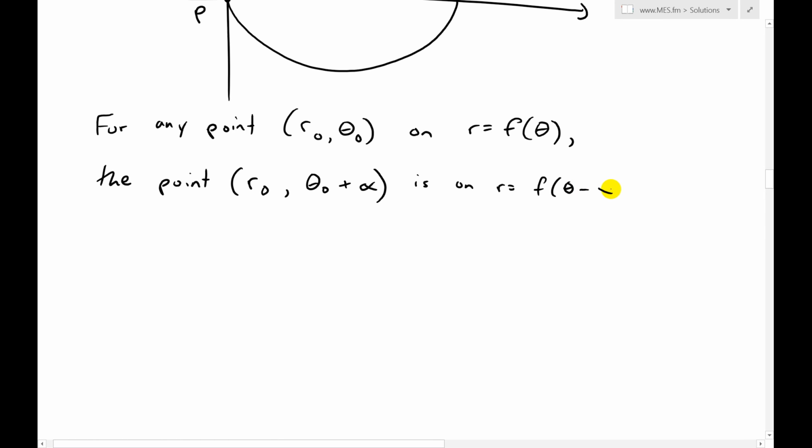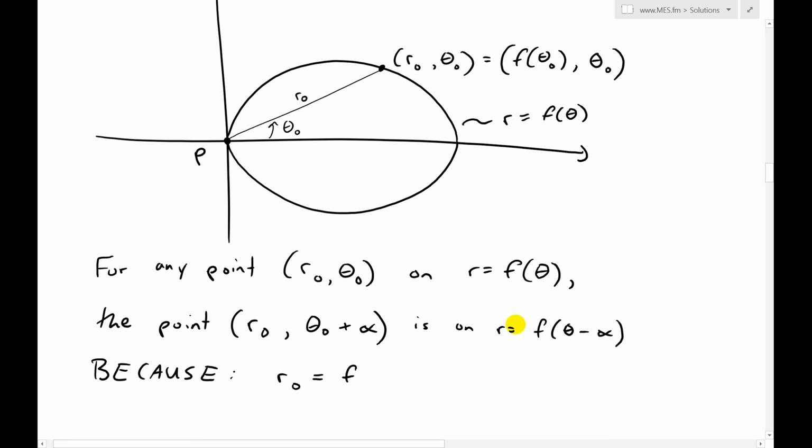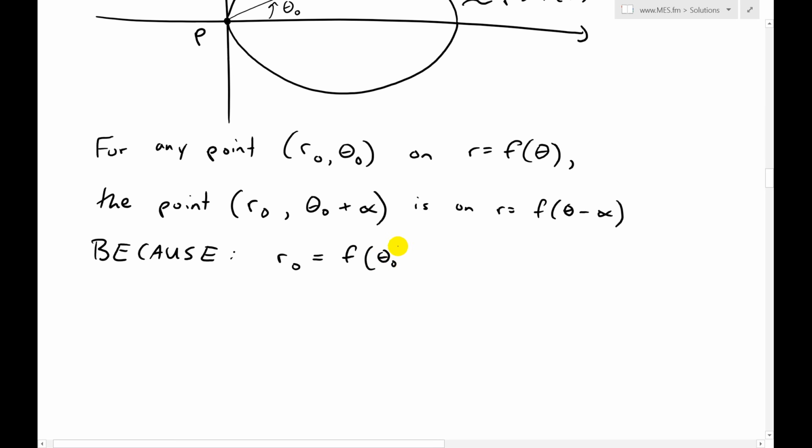Right here, theta minus alpha, and this right here is capital R because I want to make it clear. This is because r naught is equal to f of theta naught. So when you plug in that theta inside, this is also equal to this function here when we plug in this instead. So this equals f of theta naught. I'll put a square bracket.